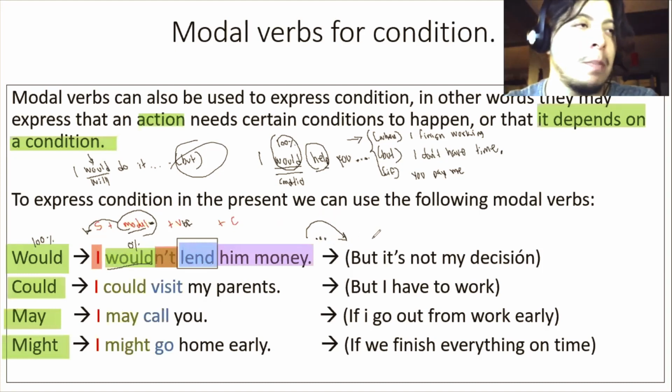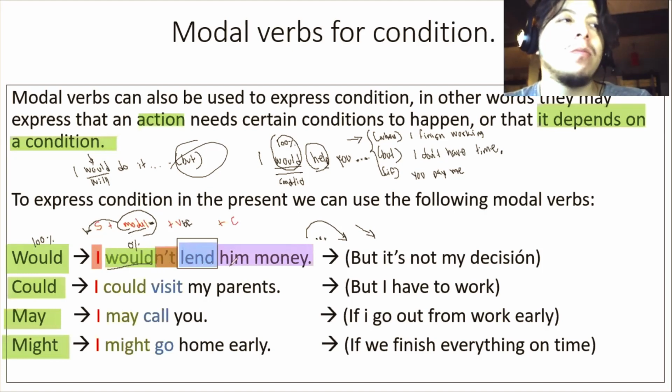Y bueno, esta parte queda en suspenso, ¿sí? Podemos decirla, podemos expresar, pero ¿cuál es la condición? O podemos no decirla, pero ya con el would se entiende que esto está condicionado. Yo no le prestaría dinero. Ahí se entiende que, bueno, no soy yo quien lo decide. Yo no lo haría, pero bueno, yo no decido, ¿ok?